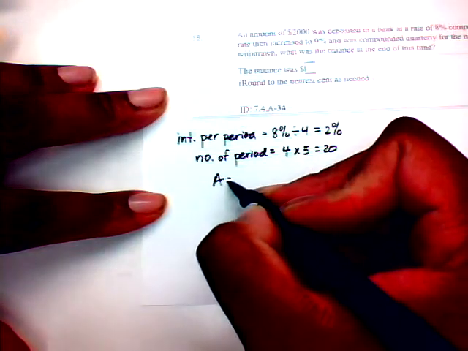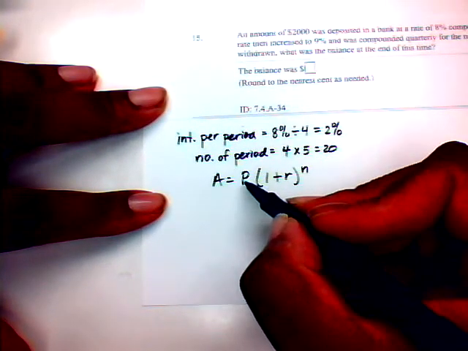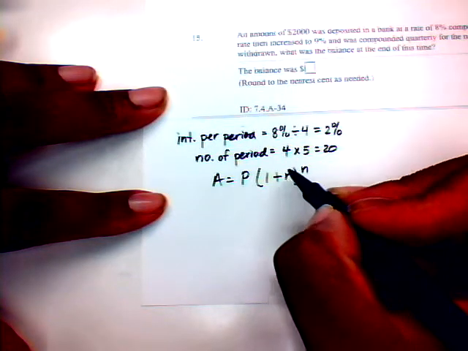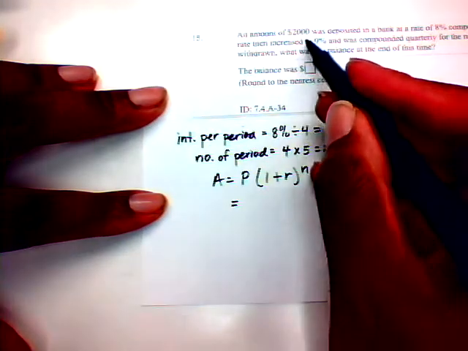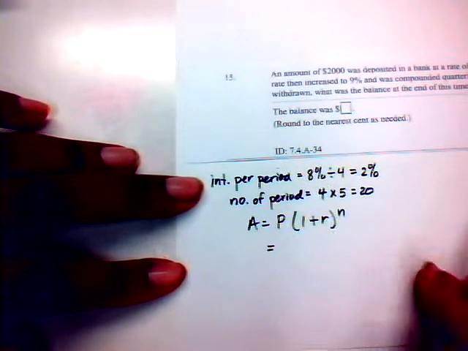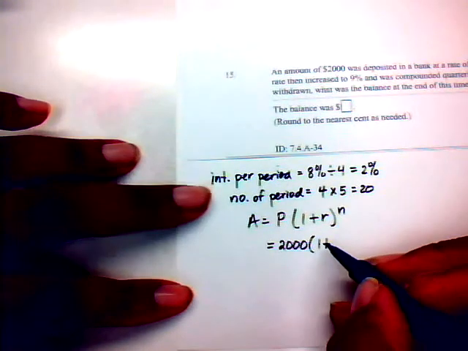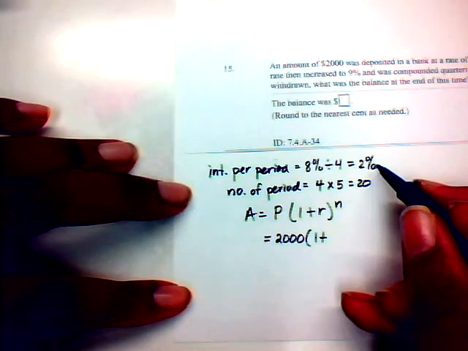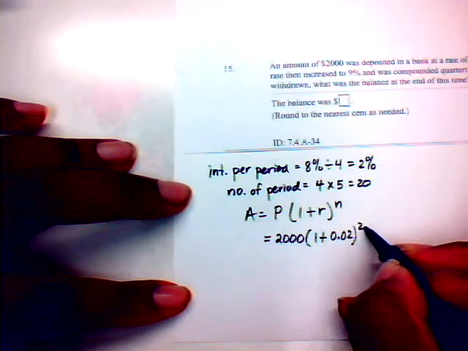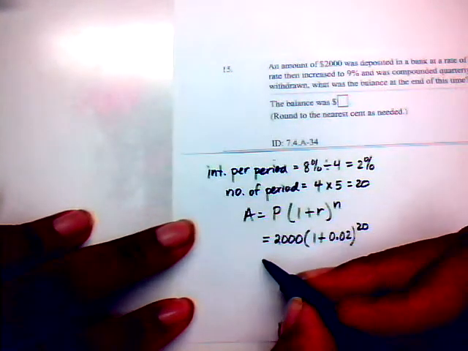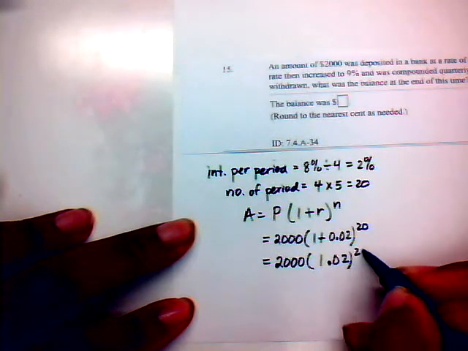So we use this formula: A is equal to P times (1 plus R) raised to the nth power. P is your principal, R is the interest rate per period, N is the number of periods. So in this case, our P was $2,000. So here we're going to take $2,000 times 1 plus R. R is 2% per period, but 2% as a decimal will be 0.02, and it's raised to the 20th power. Now, if we simplify this, this will be 2,000 times 1.02 raised to the 20th power.